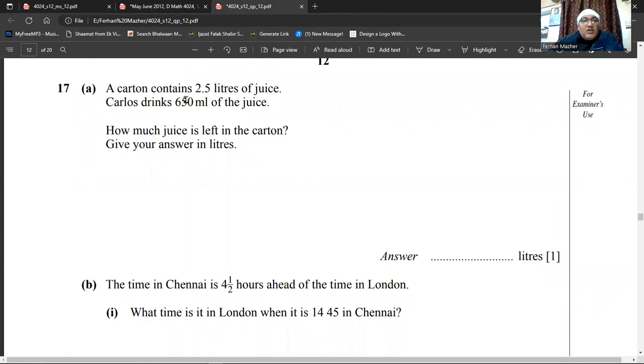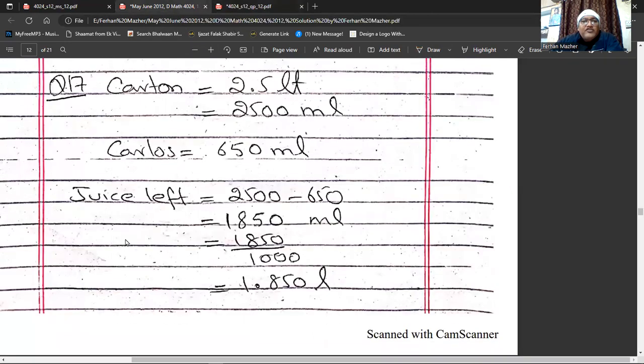A carton contains 2.5 liters of juice. Carlos drinks 650 ml of the juice. How much juice is left in the carton? Give your answer in liters. Okay, so 2.5 liters of juice is there, and 2.5 liters means 2,500 ml. In 1 liter, there are 1,000 ml. So 2.5 liters means 2,500 ml.